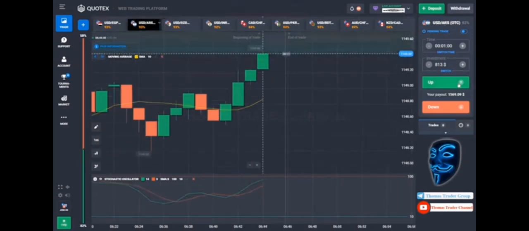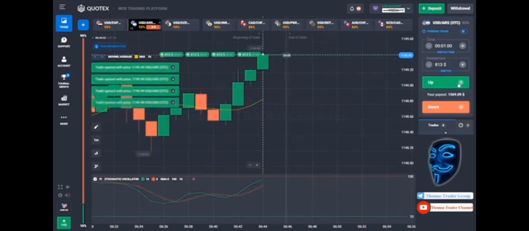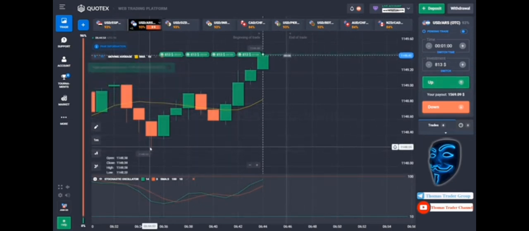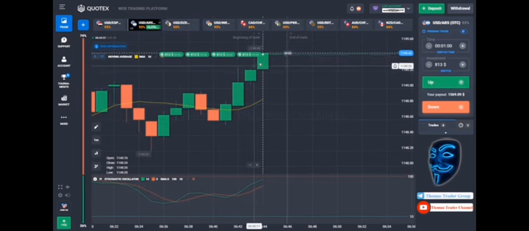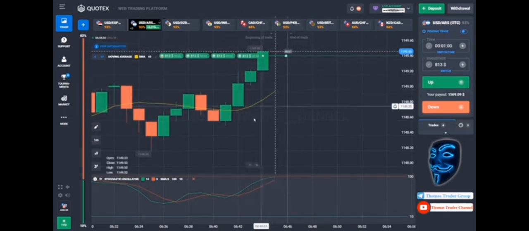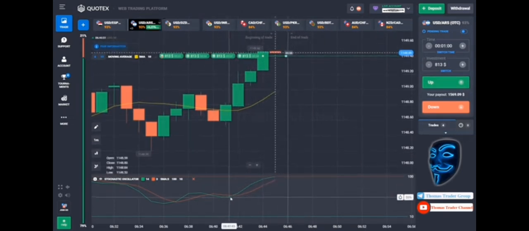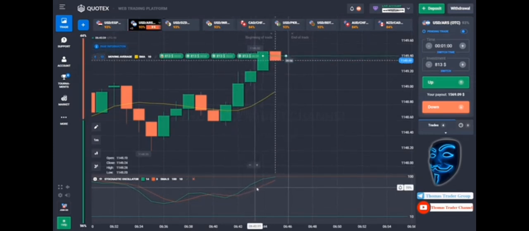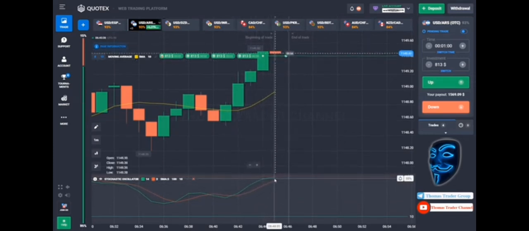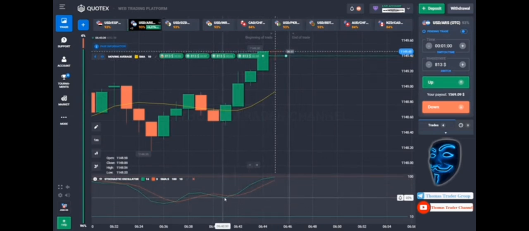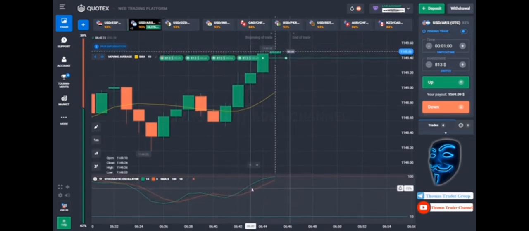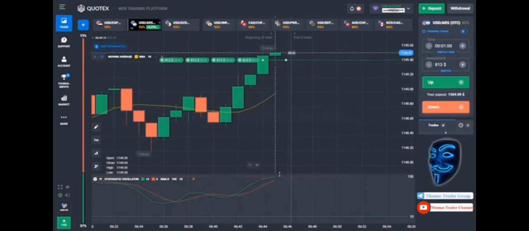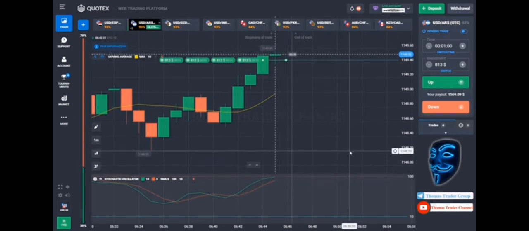Over here we can open buy for 1 minute. As you can see, the market is going bullish, and the stochastic oscillator is also facing bullish trend. I'm sure that the market will still continue the bullish trend, and it will find the overbought area over here before it makes a rebound. Let's prove it and let's wait till the end of our trade.